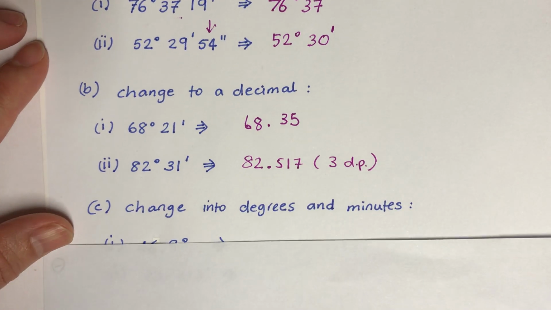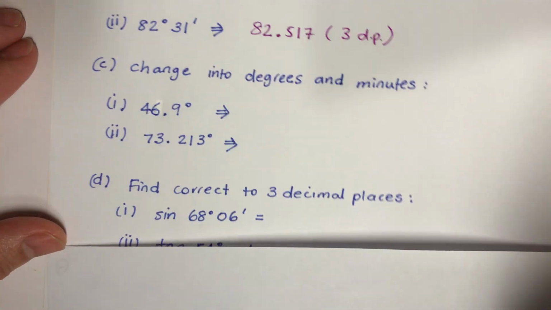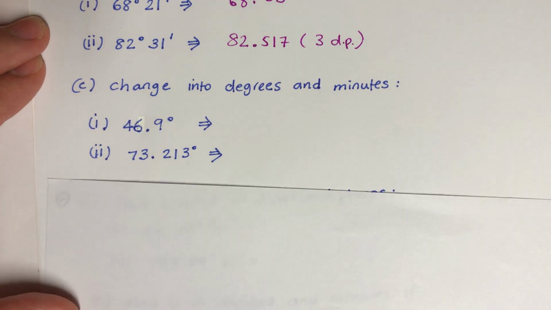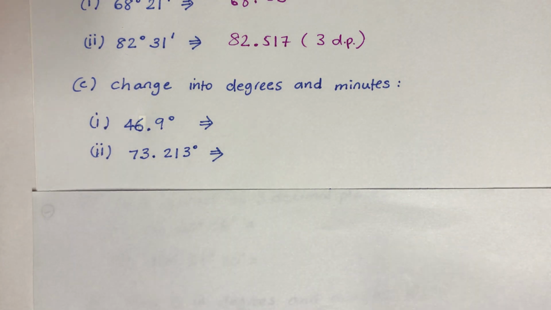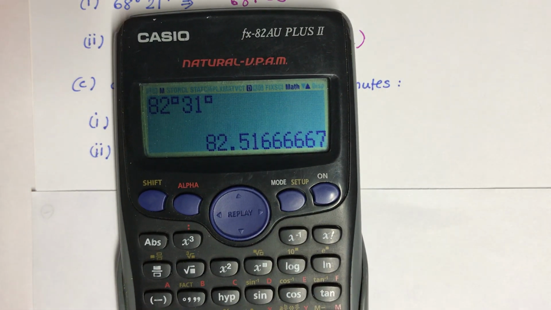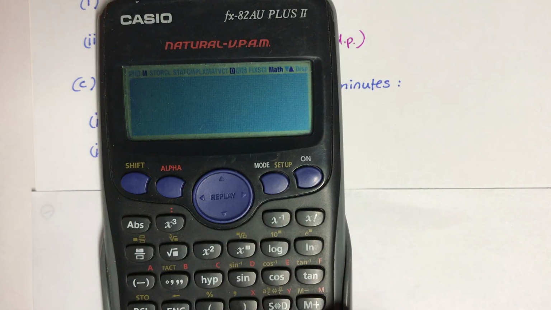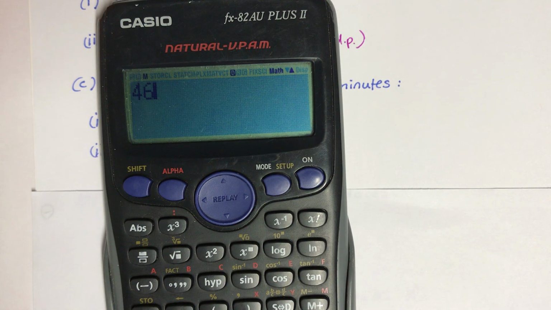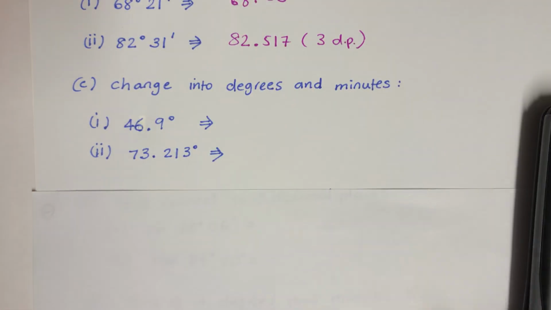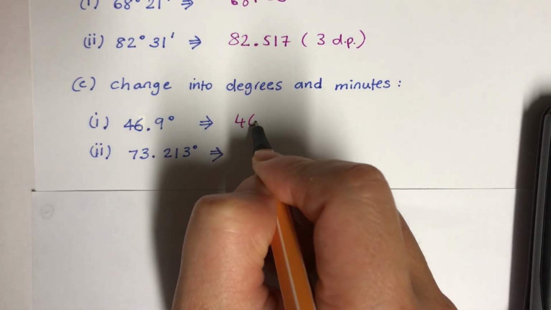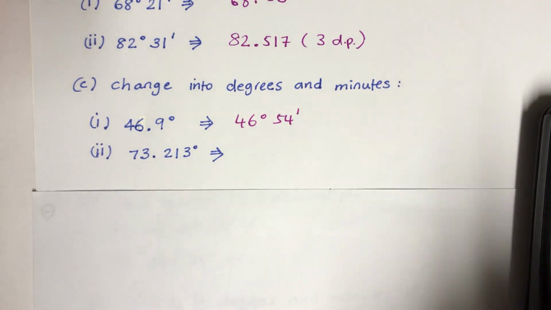Let's have a look. I'm going to push this one up. It's easier for me to write things down. Change into degrees and minutes. So again, I'm going to put this up here. So I've cleared that. So I'm going to do 46.9, and then I'm going to press equals and press the DMS button. I'll get 46 degrees and 54 minutes. So I'm going to write it down, my answer, 46 degrees and 54 minutes.